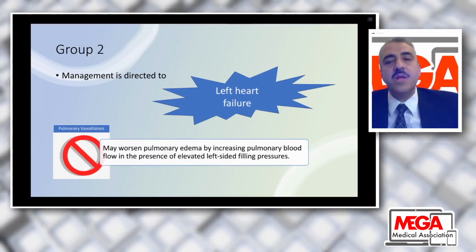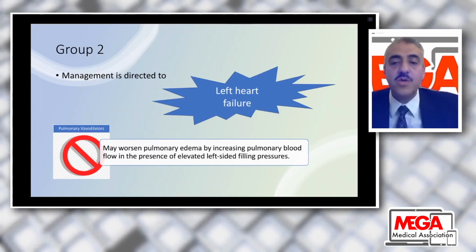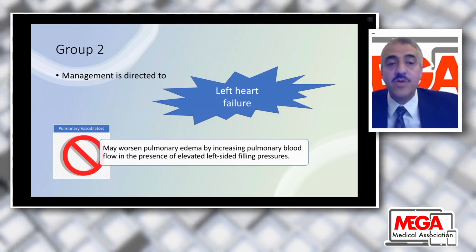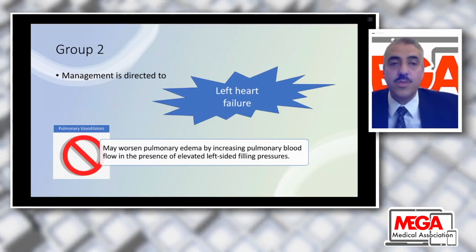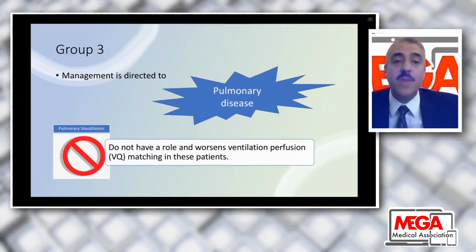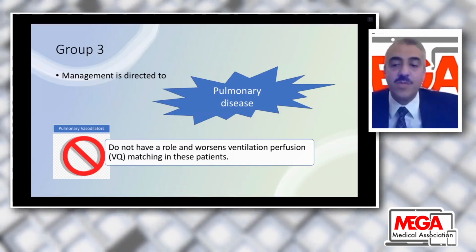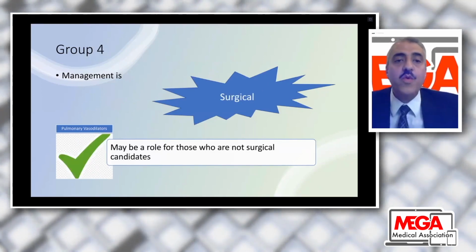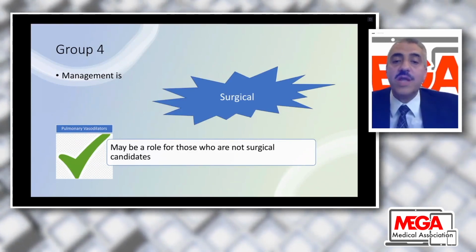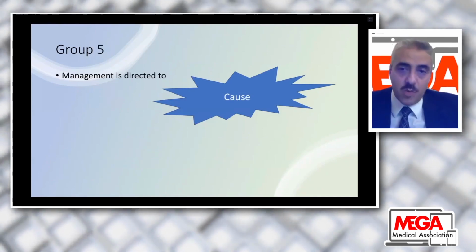Group 2 management is mainly directed to the left heart failure. The use of pulmonary vasodilators might worsen the disease because of the pulmonary edema that follows their use, so they are not indicated in such a group. Group 3 management is directed toward the pulmonary disease. And again, pulmonary vasodilators are not indicated in this group because they might induce VQ mismatch for these patients. Group 4 management is mainly surgical, and pulmonary vasodilators may be used if the patient is not a surgical candidate. Group 5 management is directed to treat the cause.